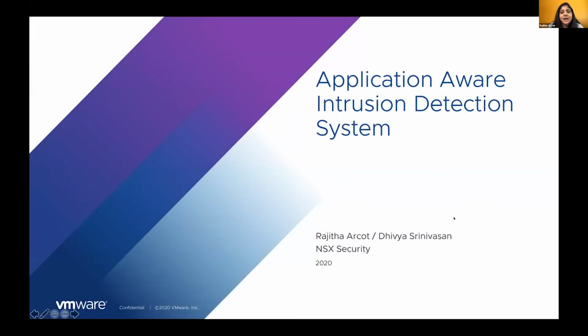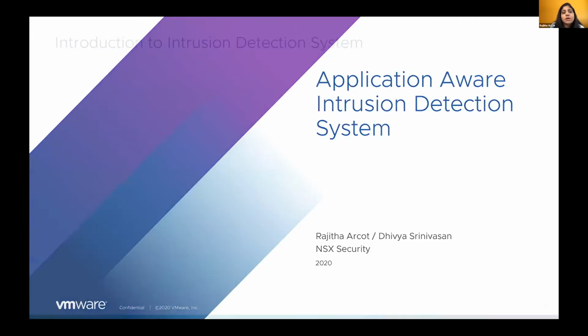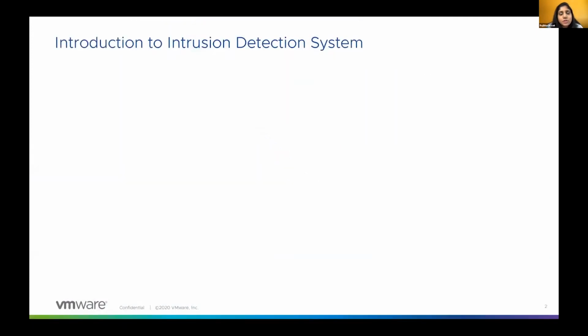Thanks, Malini. Hi, this is Rajitha, and Dhivya and myself will be talking about Application Aware Intrusion Detection System. What is network intrusion? Network intrusion is trying to get unauthorized access to network resources or network databases and stealing sensitive data like credit card information or social security information. Today, network security admins have a bigger challenge to make sure that the network is safe and has no intrusions. An intrusion detection system helps them in doing so.